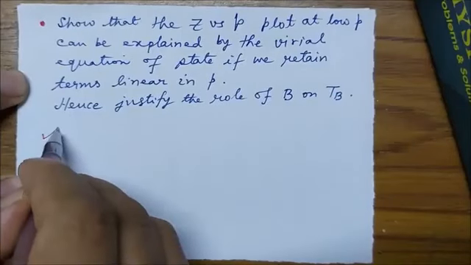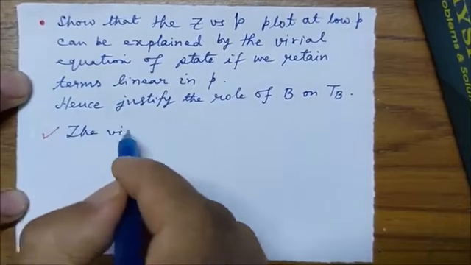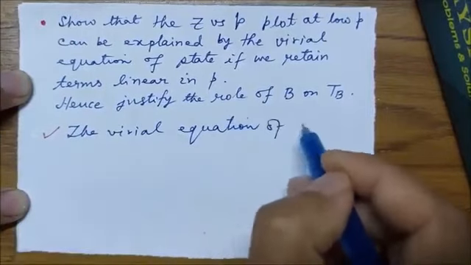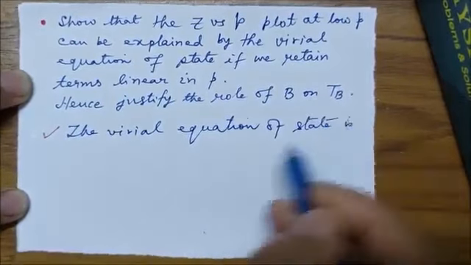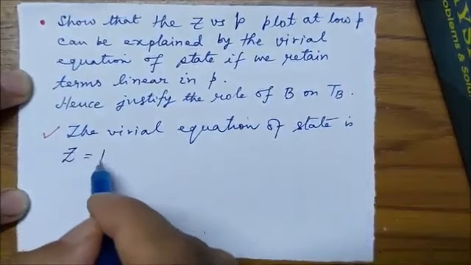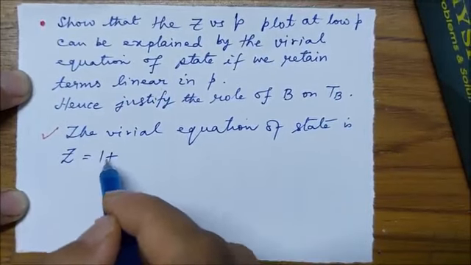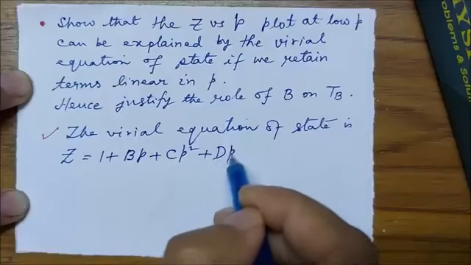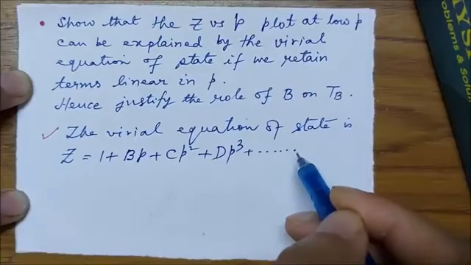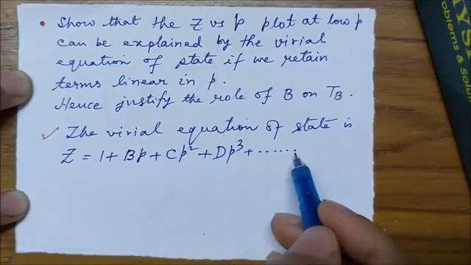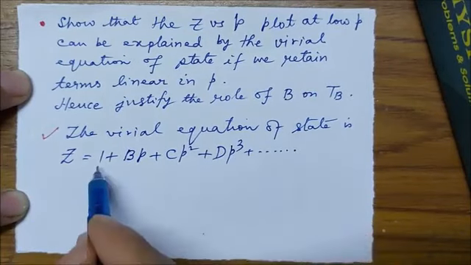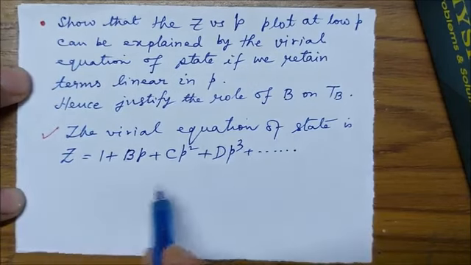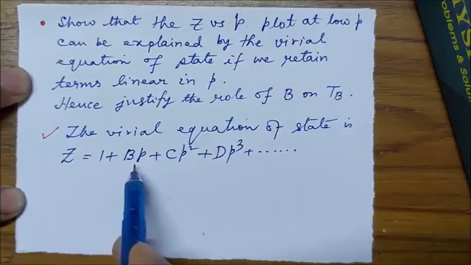We start with the answer. The Virial equation of state is, the compressibility is Z, which can be expanded as 1 plus BP plus CP square plus DP cubed, and the power series in terms of P goes on in this manner. And the first virial coefficient is 1, which has been written explicitly. So from here, a plot of Z versus P can be obtained.